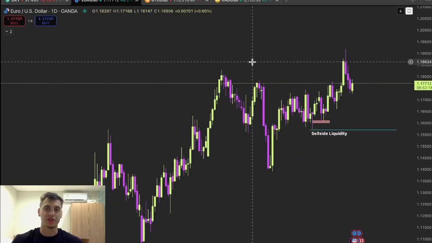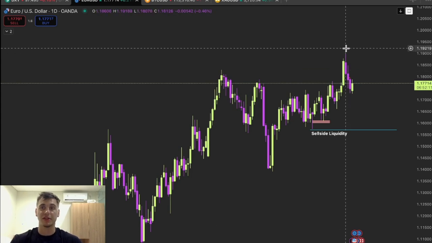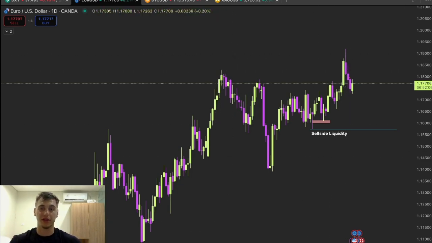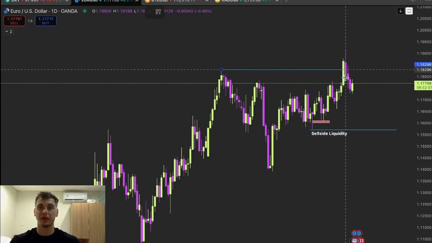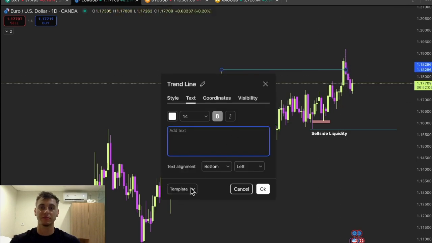So the Euro we actually just discussed. It makes the higher high, it reached our level of 1.18. We pointed out over here the buy side liquidity pool.